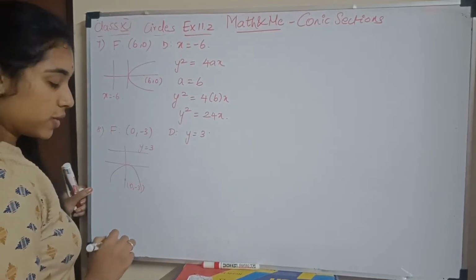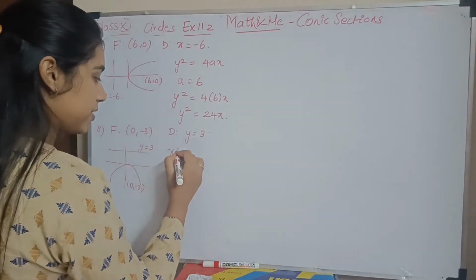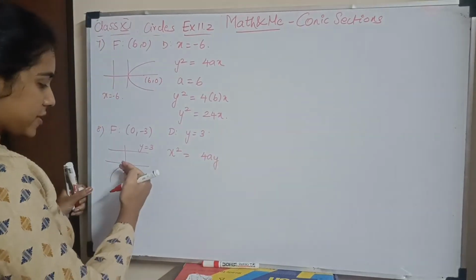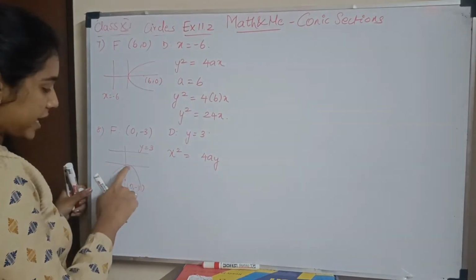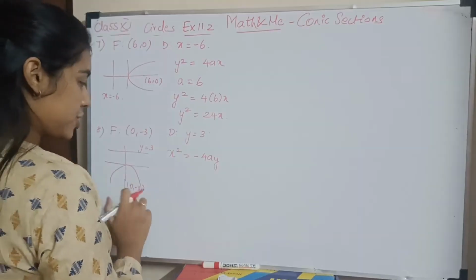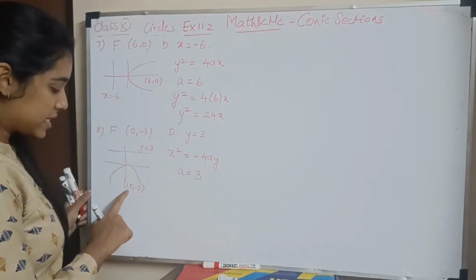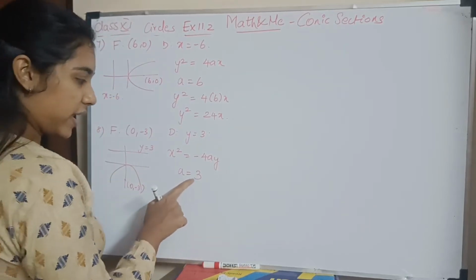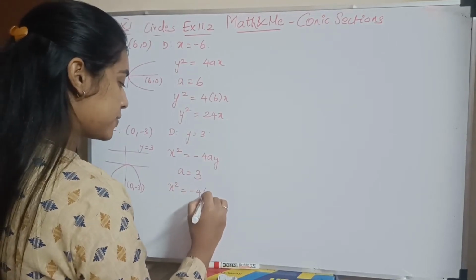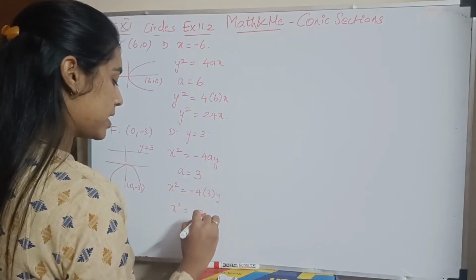So what does your equation look like? It is symmetric about the y-axis. So you will have the x square term equals 4ay. It is facing downwards. It is to the negative side of the y-axis. So you have a minus 4ay. So what is your a? It is 3. It is not minus 3. It is 0 comma minus a. So your a is 3. So what does your equation become? x square equals minus 4 times 3 times y. So x square equals minus 12y.